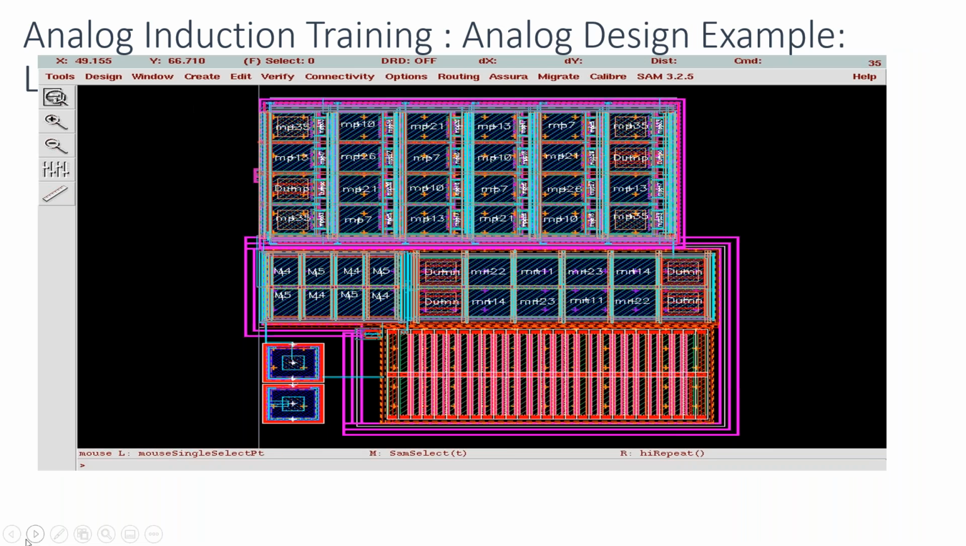Again, this slide I have just kept to give you an example of how transistors are actually placed in analog design. So this is a picture of what we call a layout, which gives you a plan view of your design actually.